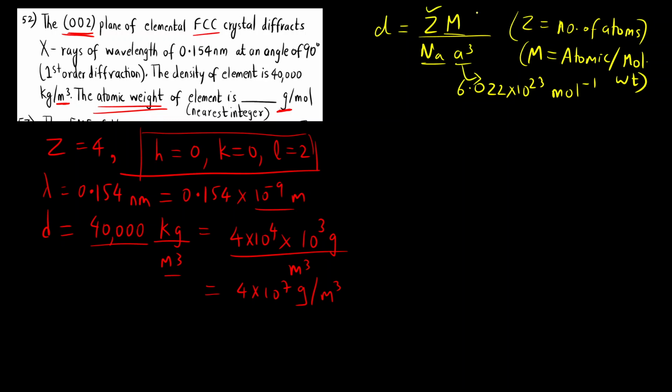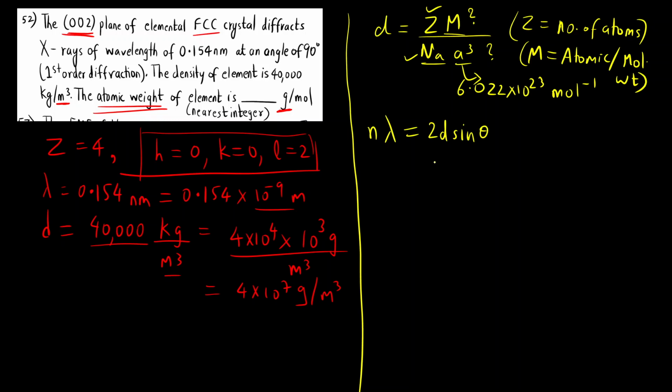Now if you see, Z value is given, this M we have to find out. Na we know, we don't know A. But what else they have given is, we can use Bragg's equation. n lambda is 2d sine theta. We can first find out the value of d. Here this is density, you don't have to get confused. I will change the symbol. Let's say rho. Rho is the density. d is the interplanar distance. So first we can find out d.